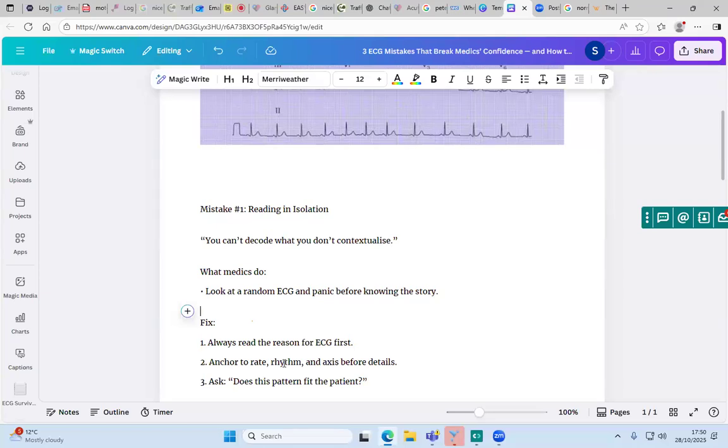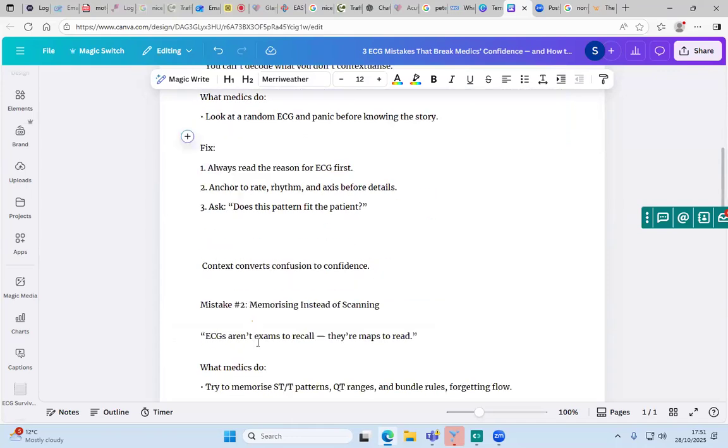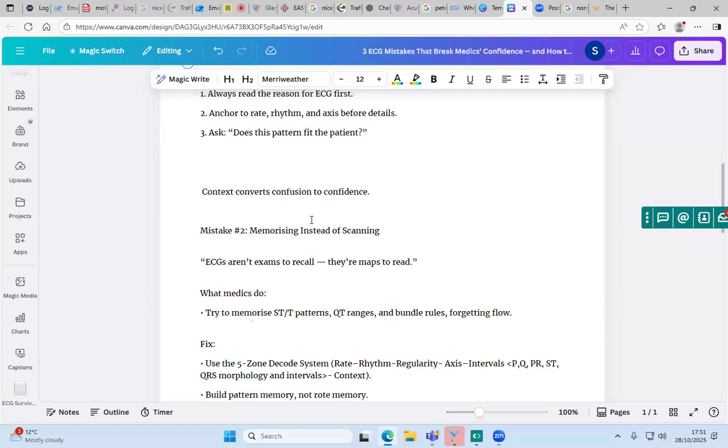If you see an ST segment elevation, it might be an emergency, it might not be, but context will save you. Even if you see a normal ECG, a heart tracing that is very chill, you've got to know the story, because the story can change how you will escalate that to an emergency or not, or whether you do serial ECGs and troponins. And a way to know the context is also by checking their past records. Now, context converts confusion to confidence. Another thing that medics do is they memorize instead of scanning.